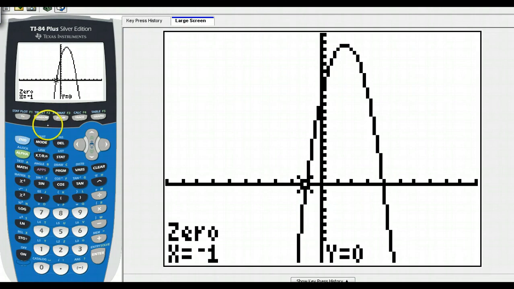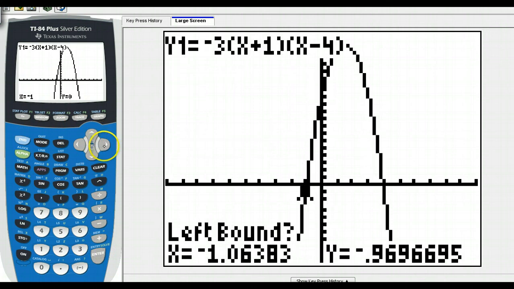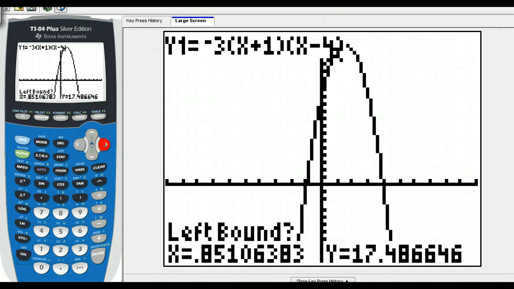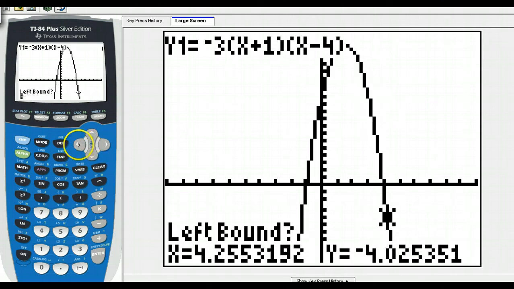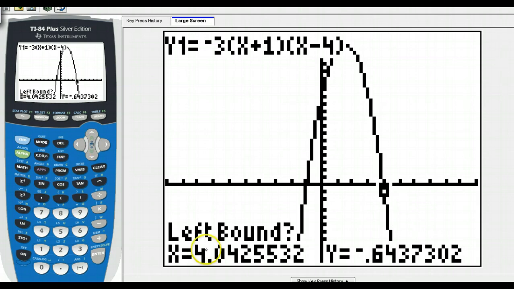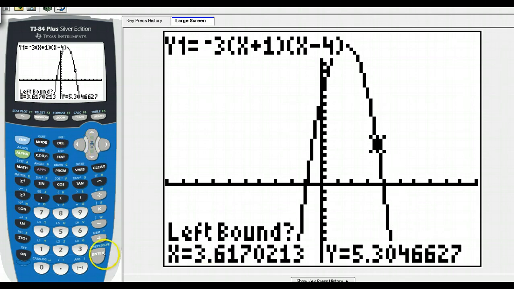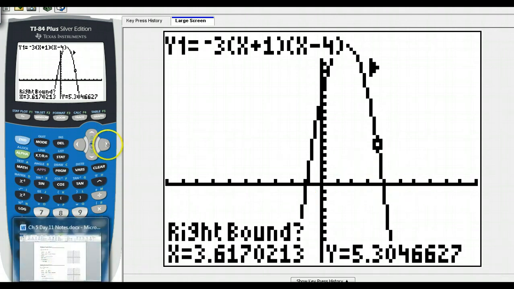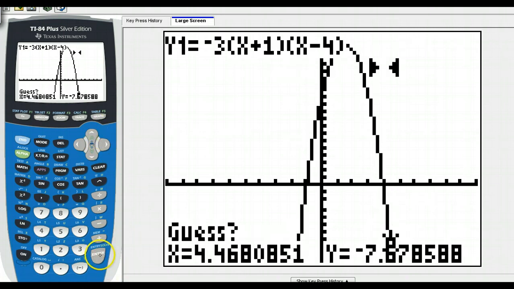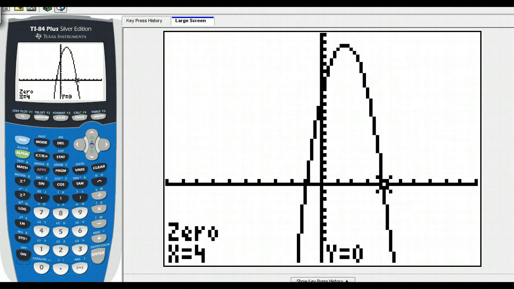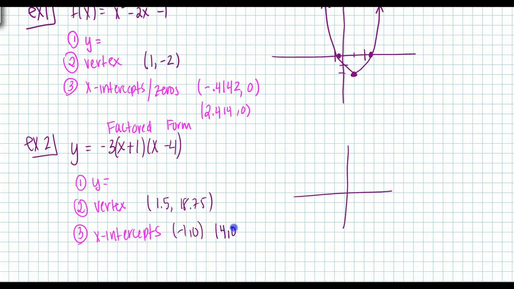Oops. And now I need to find my other 0. So second calc, 0. And I can see my graph crosses the x-axis over to the right. So I'm going to hit my right arrow key till I get just about there. And the first thing I need is a left bound. So I'm going to go to the left, which in this case happens to be above that x-axis, but we don't need to think about it that way. I'm just going to hit my left arrow key, go to the right bound. So I'm going to hit my right arrow key twice, press enter, enter one more time. My other x-intercept is at 4, 0.